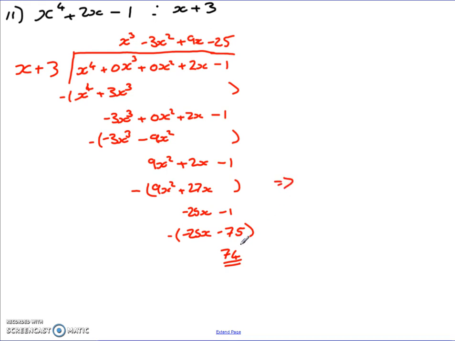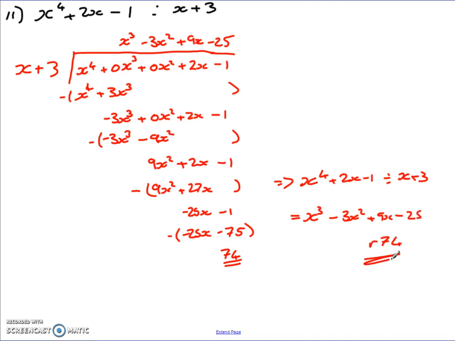At that point, I can look at it and say, right, I'm done. Now I just have to communicate my answer. So what we can then say is, fine, x to the power 4 plus 2x minus 1 divided by x plus 3. What that ultimately gives me as a final answer is x cubed minus 3x squared plus 9x minus 25, remainder 74. So I've got my two parts that I was asking for then.